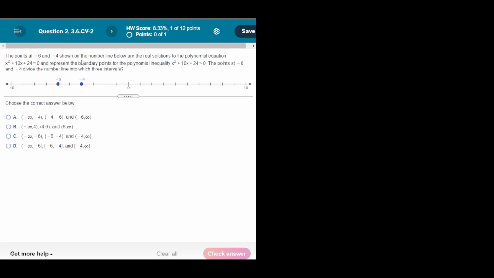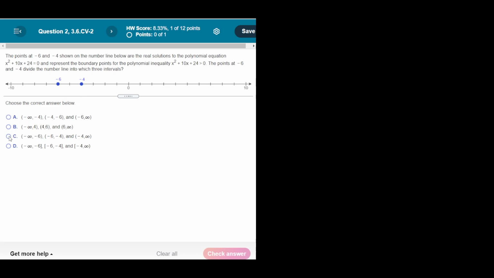The points at -6 and -4 shown on the number line below are real solutions. All right, there are boundary points. The points at -6 and -4 divide the number line into 3 intervals. They're setting you up to get into the mindset of what we're doing here for our test values to see where we're going to shade. So from -infinity to -6, that's going to be one region. Then in between -6 and -4 is going to be another region. And then the last region is -4 all the way to infinity.